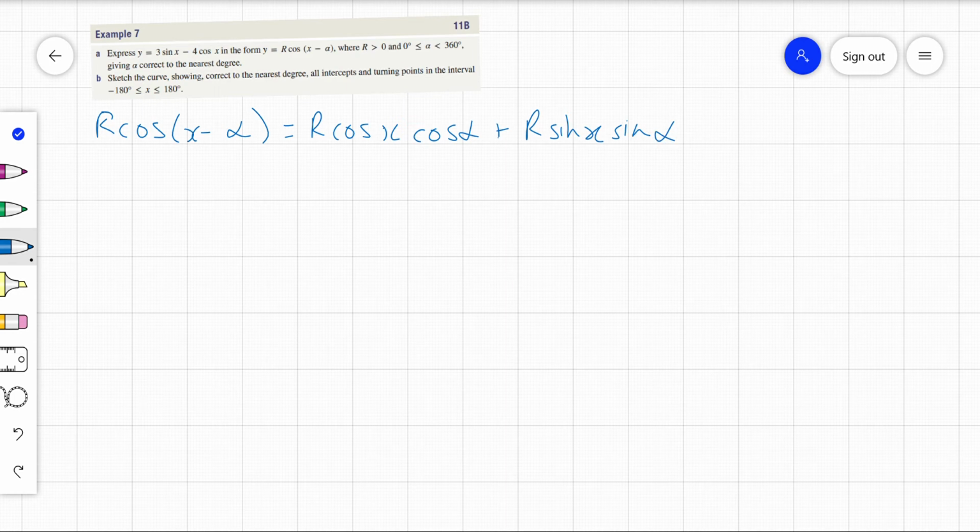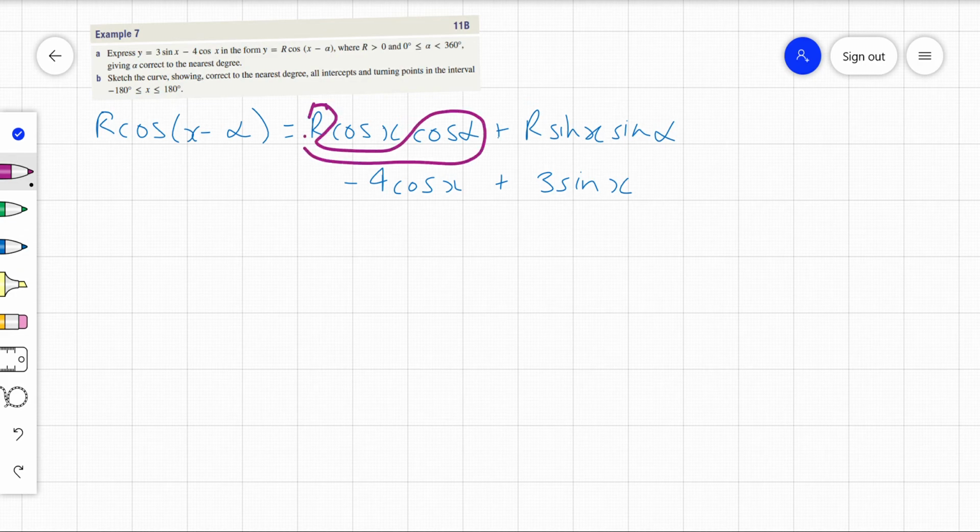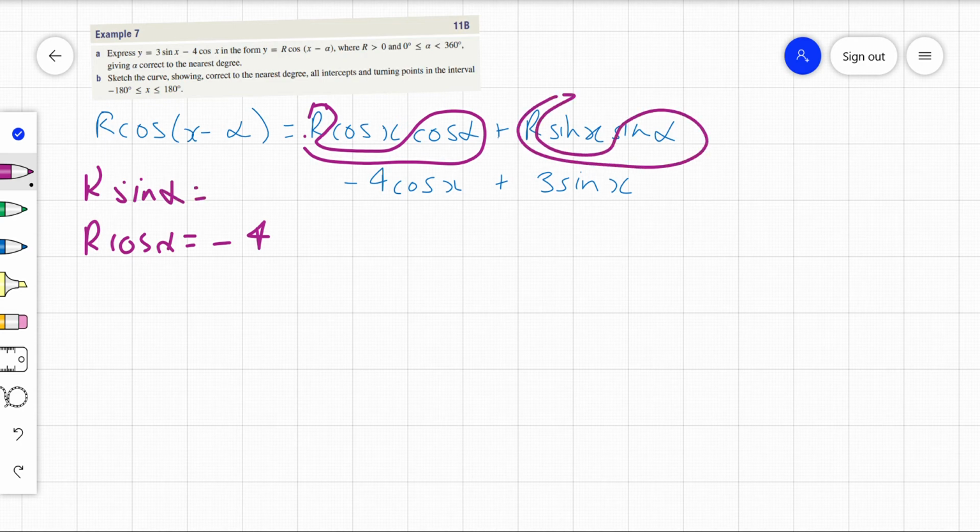In this case, it has a positive here. And what are we comparing it to? We're comparing it to a negative 4 cos x and a positive 3 sin x. So from that I can see that r cos alpha has to be negative 4 in this case, and the r sin alpha part has to be 3.